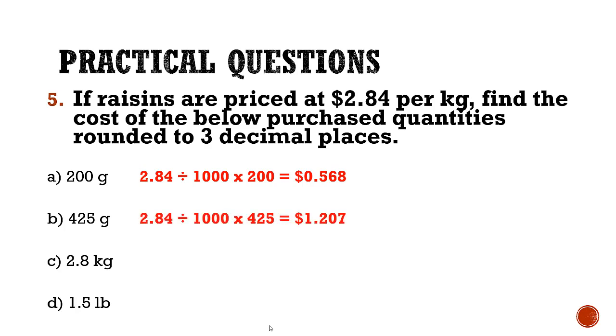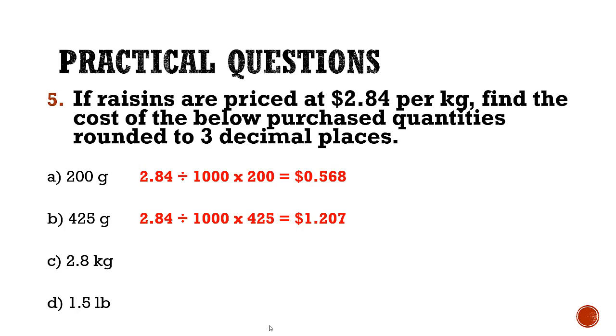B is exactly the same thing. We are looking for 425 grams, so let's divide our AP cost by 1,000, giving us the cost of 1 gram, and multiplying it by the 425 grams that we're looking for to give us that final answer of $1.207.